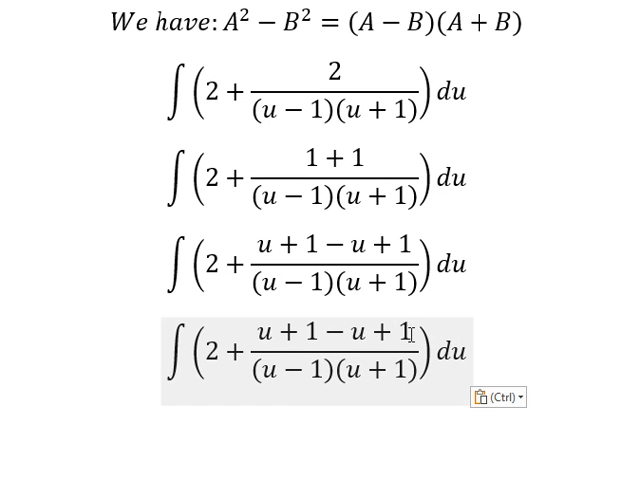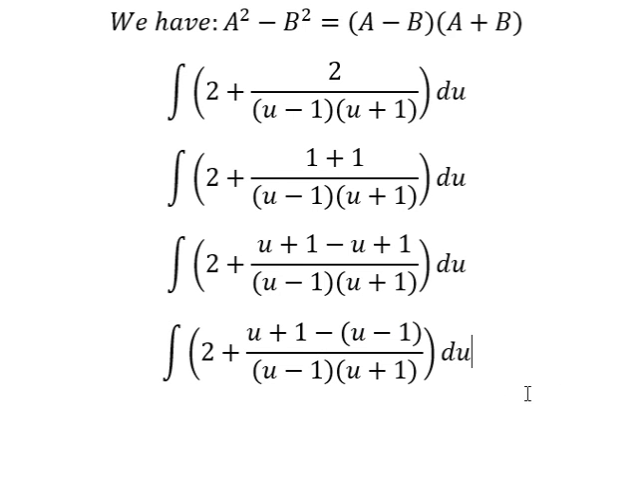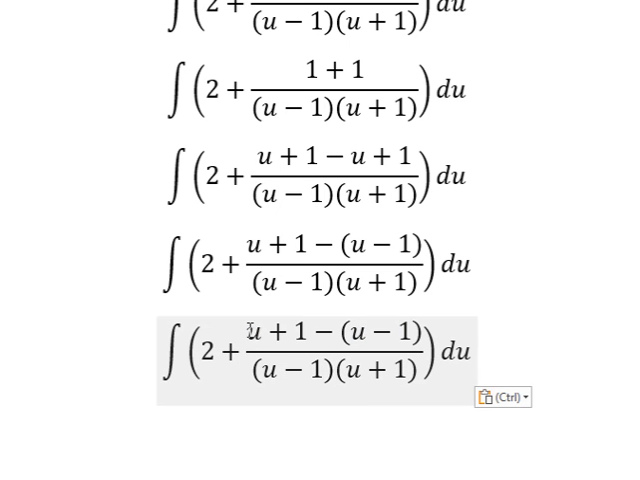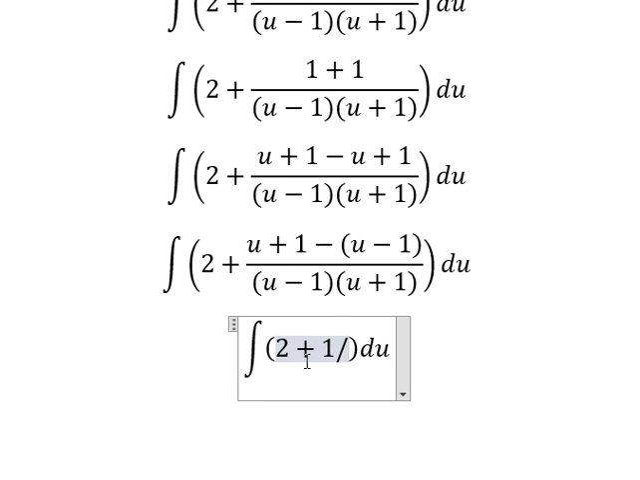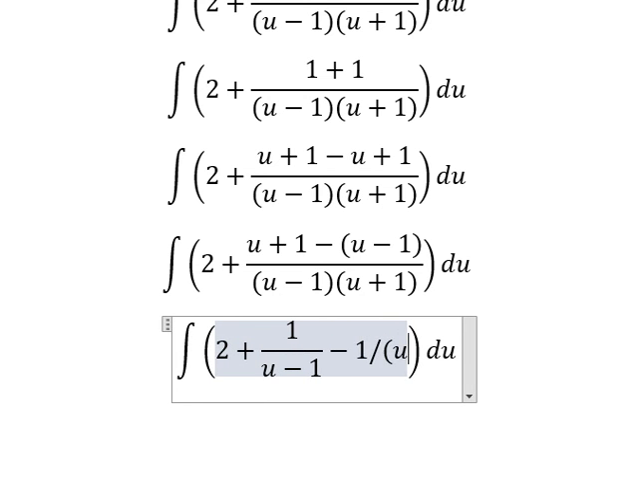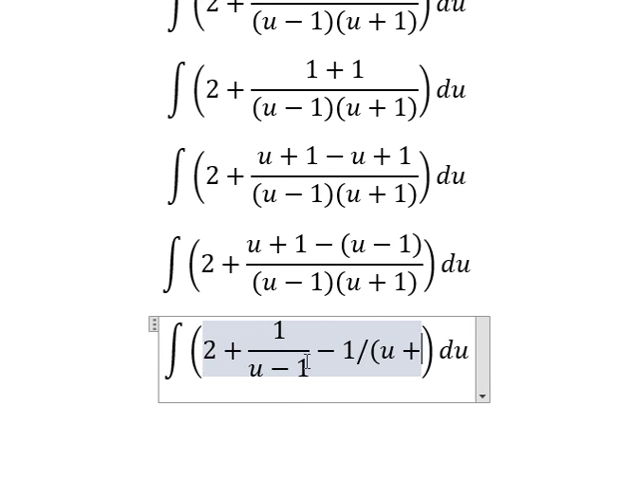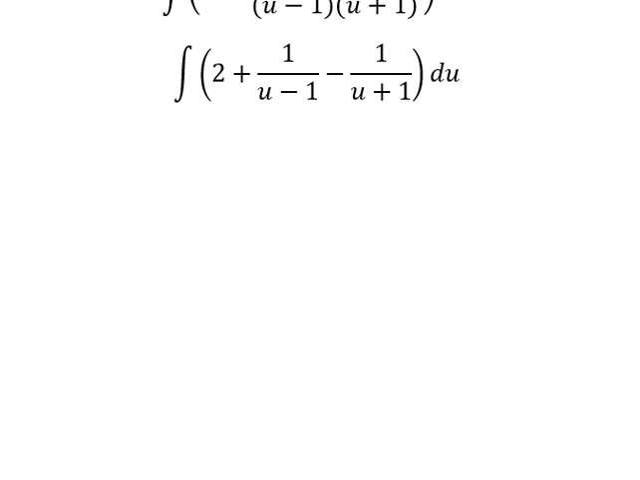Next, we can do factorization by negative number 1. Next, u plus 1 divided by u plus 1, u minus 1 divided by u minus 1. So we have 1 over u minus 1 minus 1 over u plus 1. And now we have the final answer.